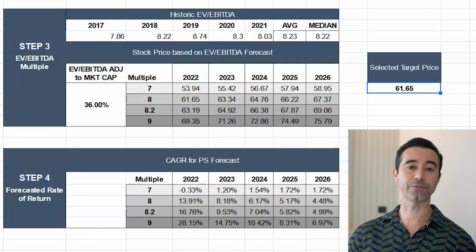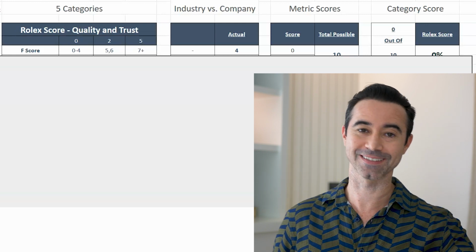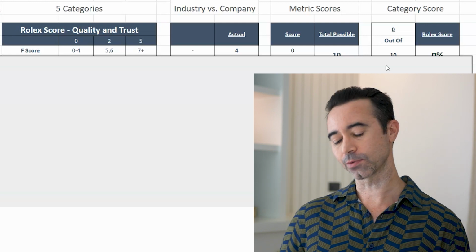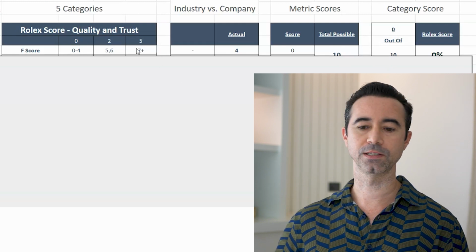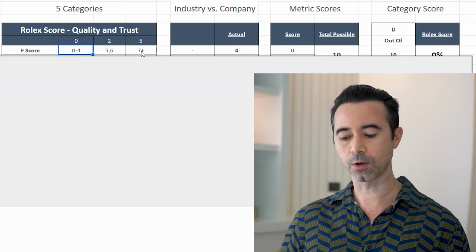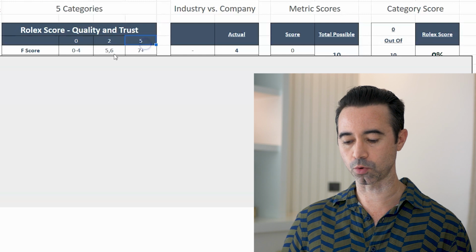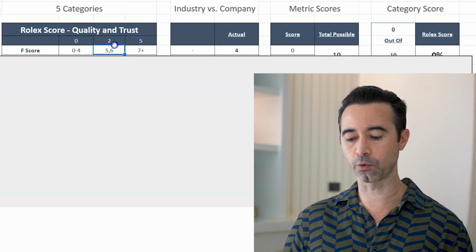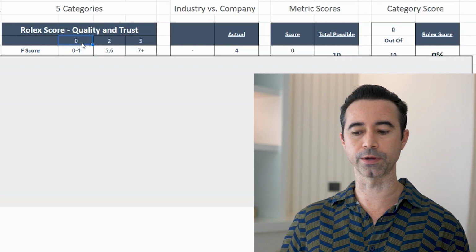Let's go to the CAT 5 score. CAT 5 consists of 5 different categories, hence the name CAT 5. What I do here is I first go over what I call the Rolex score. The first thing I do is look at the Piotroski F score of the company. I want a 7 or more to get 5 points in my score. A 5 or 6 is going to get 2 points. And if the Piotroski F score is a 0 to 4, it gets 0 points.